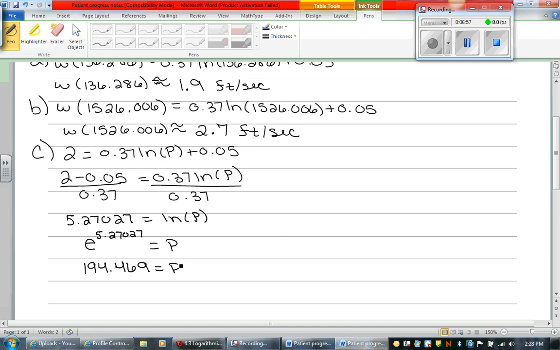Now, keep in mind, we said that population was in terms of thousands, so we have to remember that. So we're at about 194. Let's say we round it here, 194,500. It's an approximation of the population.